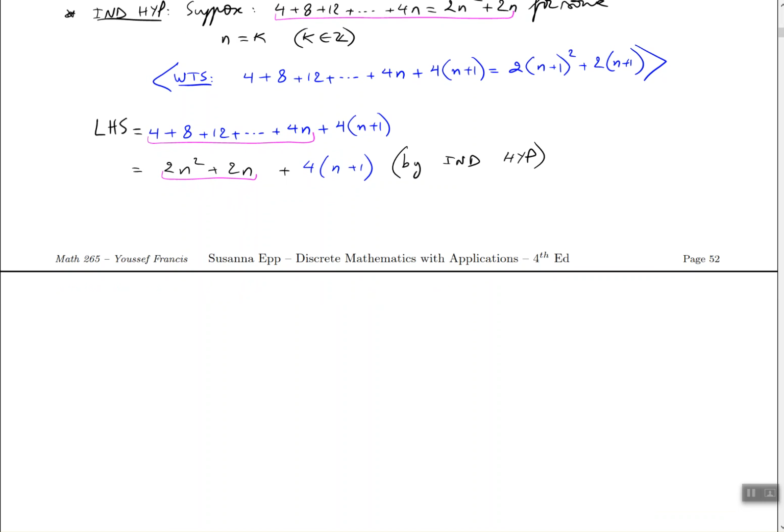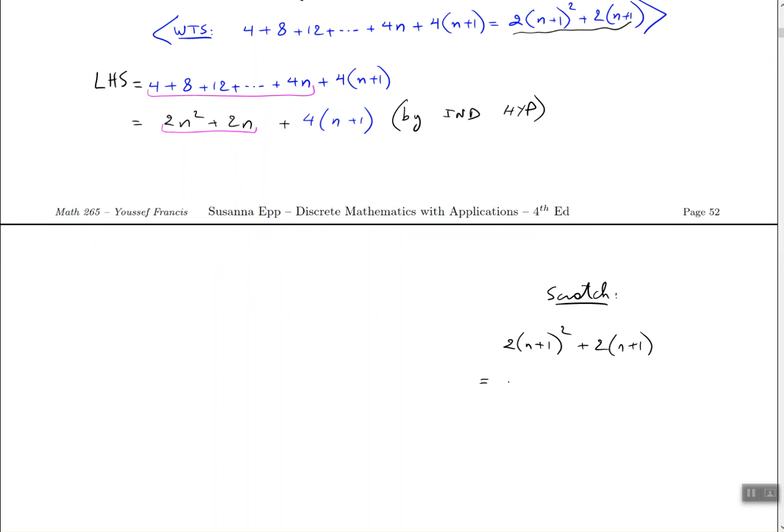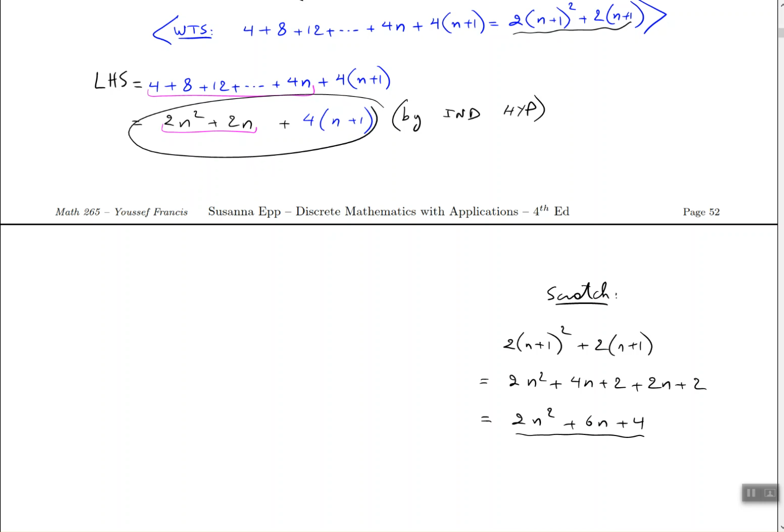And now we're just going to need to manipulate the numbers until we get what we're looking for, which is basically all this. So a little scratch work first of all. Let's FOIL and see what our target is. So 2 times n plus 1, everything squared, plus 2 times n plus 1. If I FOIL this, I would end up with 2 times n squared plus 2n plus 1, plus 2n plus 2, which is the same thing as saying 2n squared plus 6n plus 4. So that's my target. If I can prove that my problem up here gives me that, then I'm basically finished.